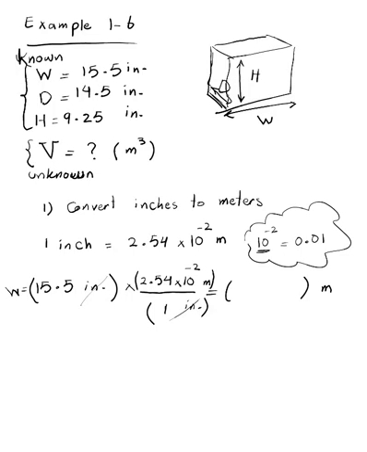Now you know that the expression we should write is 2.54 times 10 to the power of negative 2 meters on top, and 1 inch in the denominator, so that the inches can cancel out. When I calculate this on my calculator, I get 39.37 times 10 to the power of negative 2 meters, which I can write as 0.3937 meters.